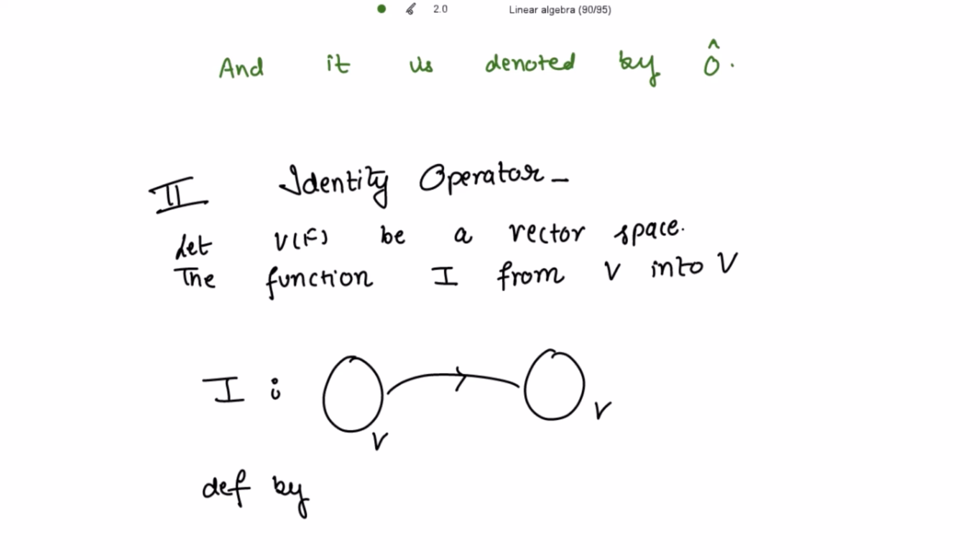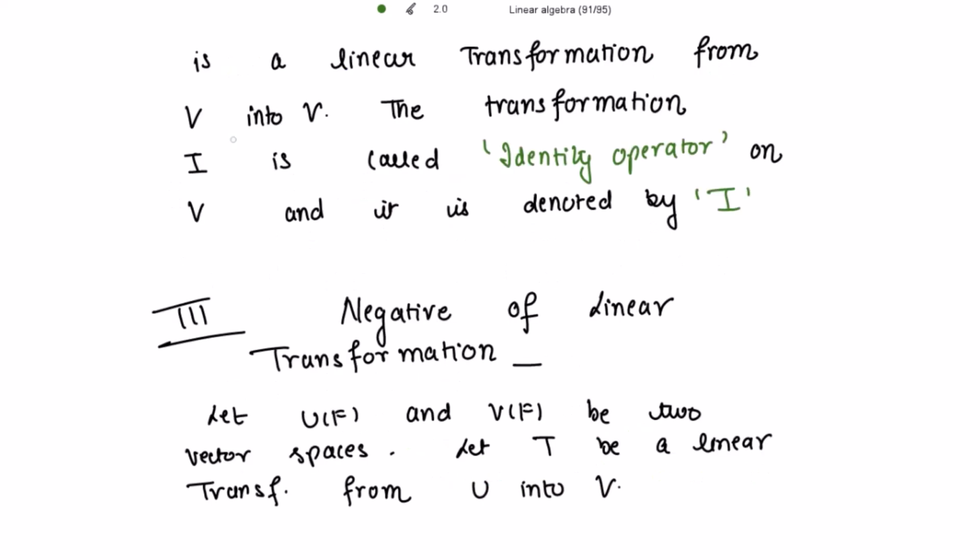Next is the identity operator. Let V(F) be a vector space. The function I from V into V is defined by I of alpha equals alpha, the identity operator, where this alpha is belonging to V and we are also getting the same alpha belonging to V. So this is for all alpha belonging to V. Yes, so this is a linear transformation from V into V, and the transformation I is called the identity operator.